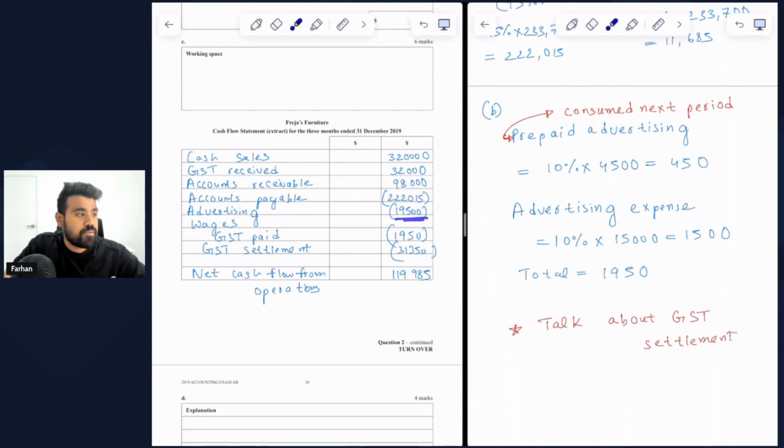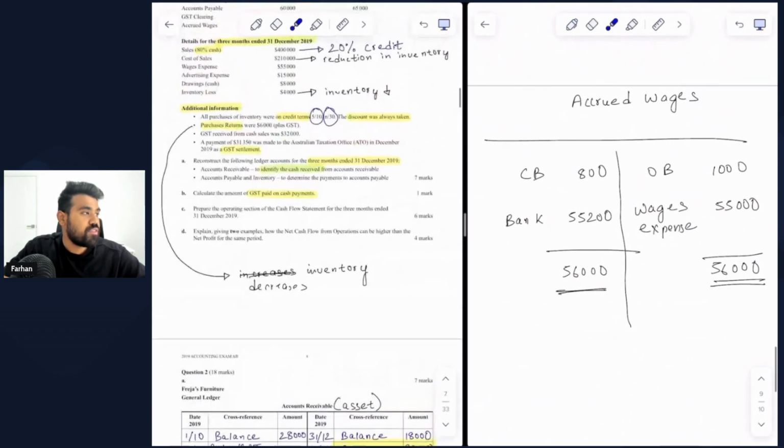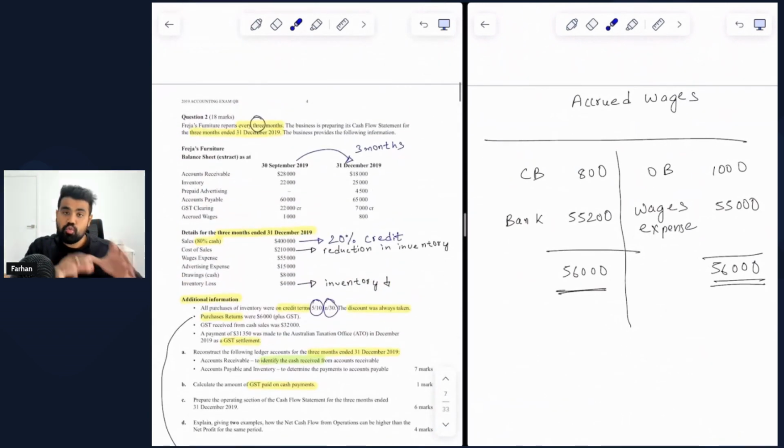Then for the wages, I have kept this blank because I want to show you some workings. So let me scroll back up to the question first. So you can see that we got some accrued wages.